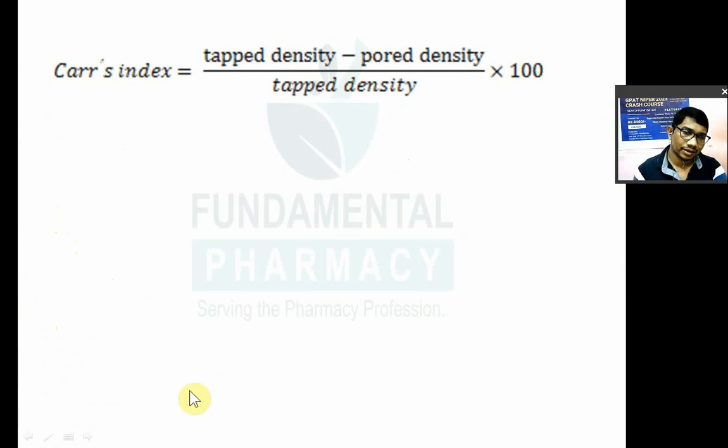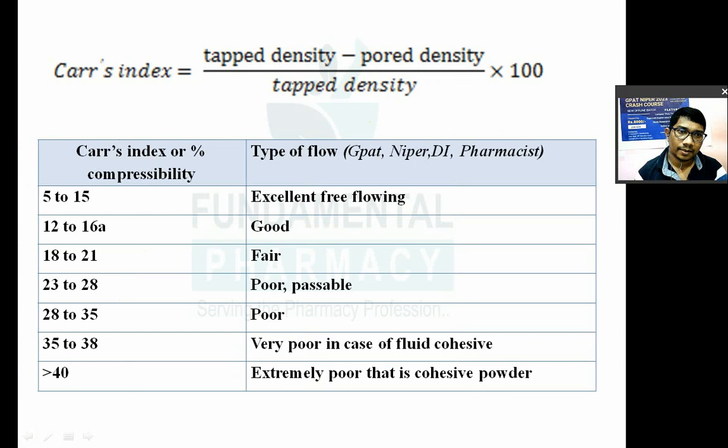Carr's index is nothing but (tap density minus bulk density) by tap density into 100. It is also known as Carr's consolidation index, or simply Carr's index, or simply compressibility index. Now Carr's index is one of the indicators for flow properties of powder. What is Carr's index? It is an indicator for flow properties of powder.